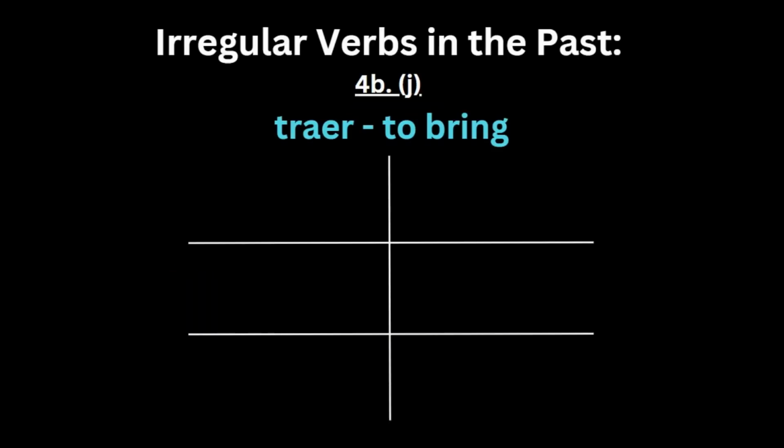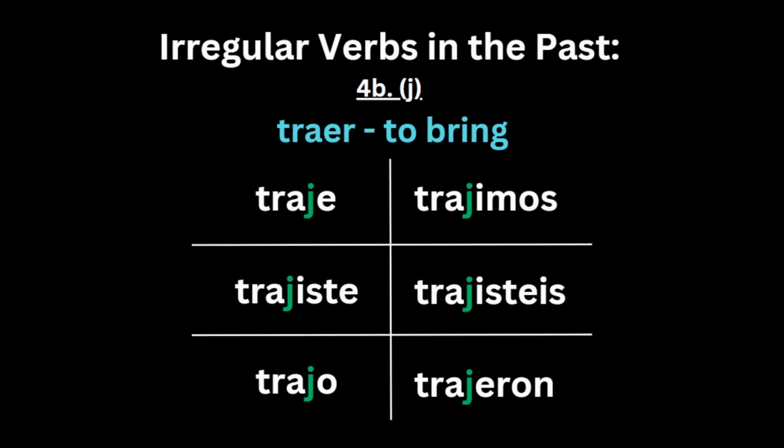At last, there's the verb traer, meaning to bring, which is actually the last verb to include a jota in the past simple tense. Instead of following normal -er verb conjugations, traer decides to add a jota in every pronoun. Yo traje, I brought, tú trajiste, you brought, and so on. With a verb like traer, I recommend knowing it rather than using it.